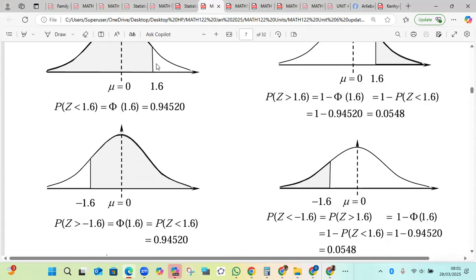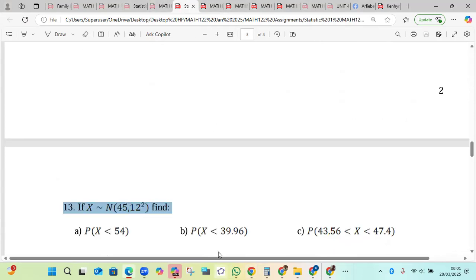Left tail and right tail values are equal for a particular value of z, because the curve is symmetric. So we must find a phi of the z value and subtract it from 1, and that should give us a probability value less than 0.5. So our solution for part B should be less than 0.5, because this is a left tail.